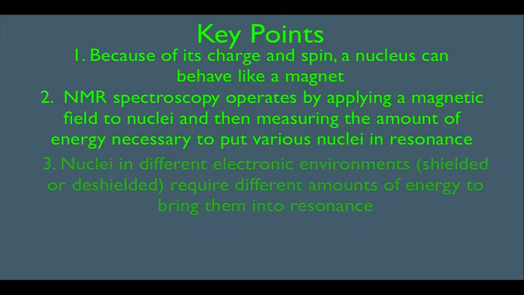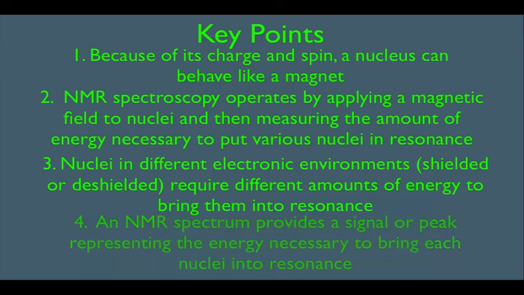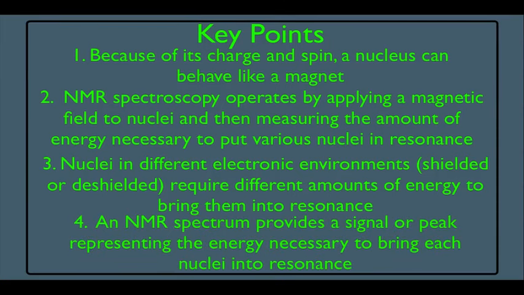And number three, nuclei in different electronic environments, that is either being shielded or de-shielded, require different amounts of energy to bring them into resonance. And number four, an NMR spectrum provides a signal or peak representing the energy necessary to bring each nucleus into resonance. All of these are very profound, so let's make sure we walk through this and get all of them. And we'll start with our first key point.